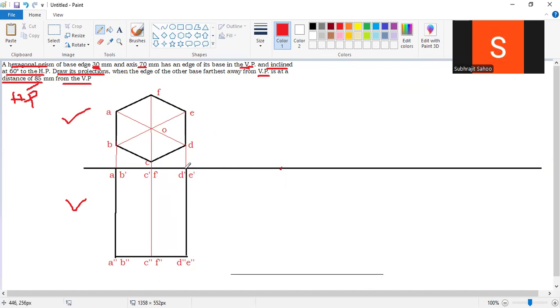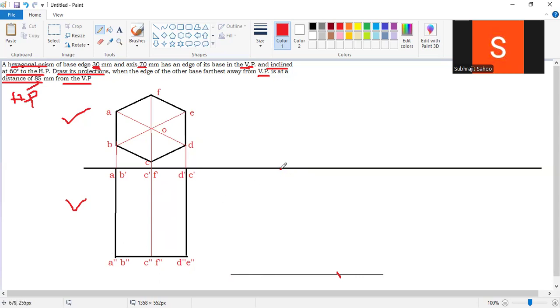Measure D dash to A dash, D dash to A double dash, B double dash, and measure by compass. Okay, draw an arc here, on this side. Don't draw the arc on the left side. Left side also you can do the arc, but you draw the arc on the right side. Sir, what is the measurement? D dash to A double dash.